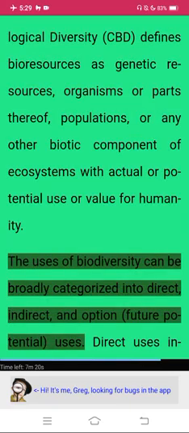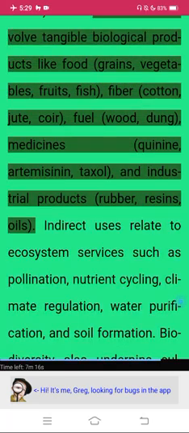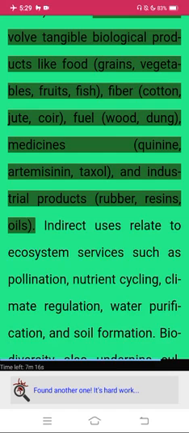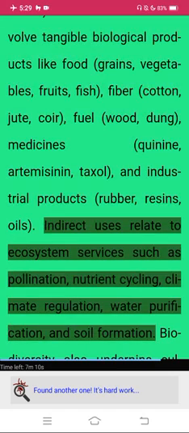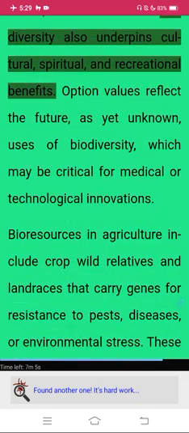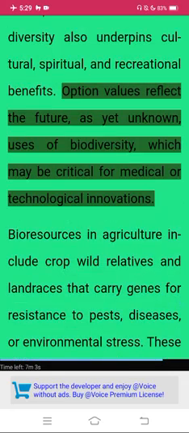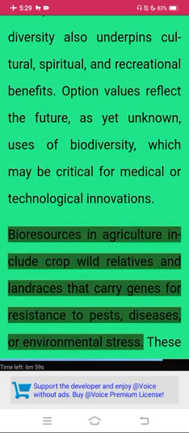The uses of biodiversity can be broadly categorized into direct, indirect, and option, or future potential, uses. Direct uses involve tangible biological products like food grains, vegetables, fruits, fish, fiber, cotton, jute, coir, fuel wood, dung, medicines, quinine, artemisinin, taxol, and industrial products: rubber, resins, oils. Indirect uses relate to ecosystem services such as pollination, nutrient cycling, climate regulation, water purification, and soil formation. Biodiversity also underpins cultural, spiritual, and recreational benefits. Option values reflect the future, as yet unknown, uses of biodiversity, which may be critical for medical or technological innovations.